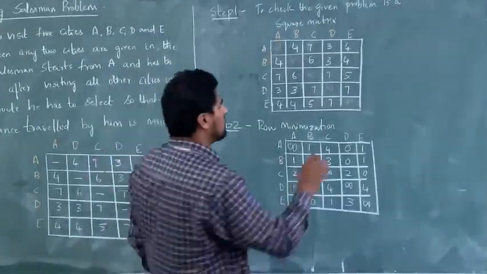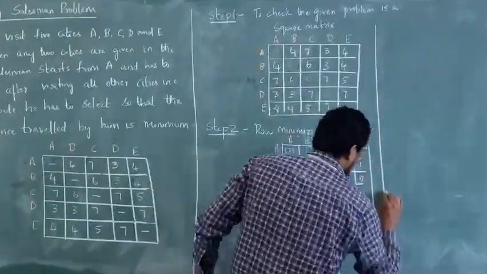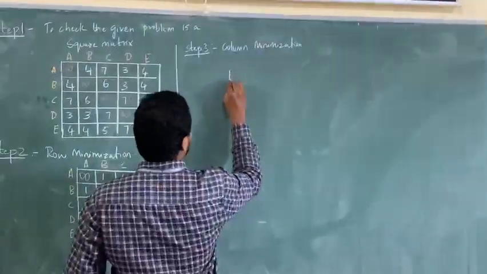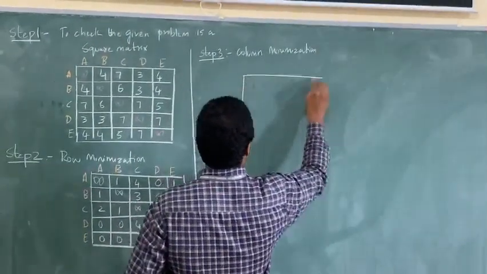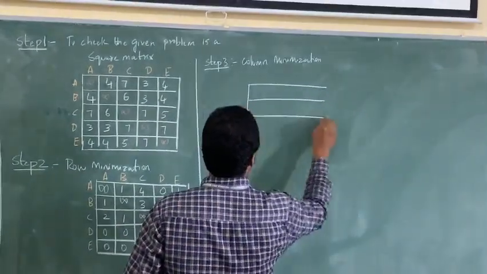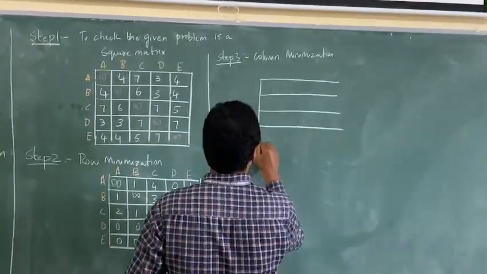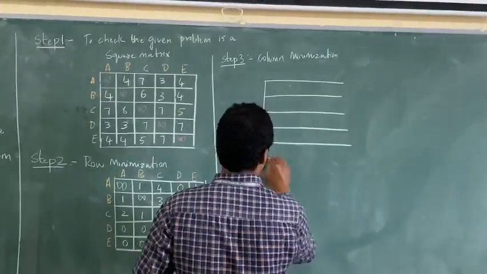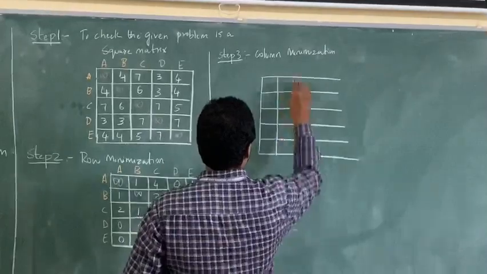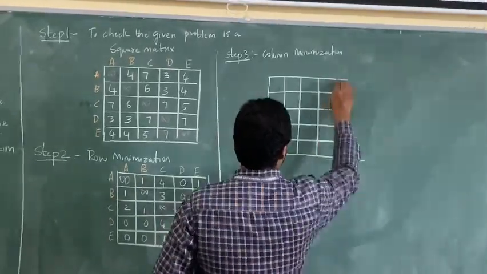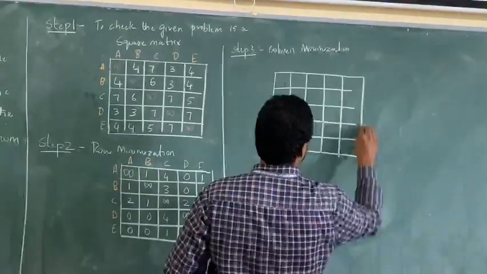We shall proceed to the next step, that is column minimization. Here we have 5 columns, 1, 2, 3, 4 and 5.